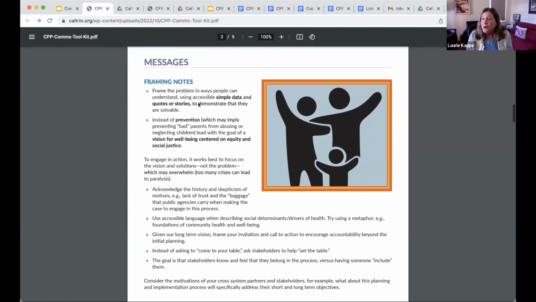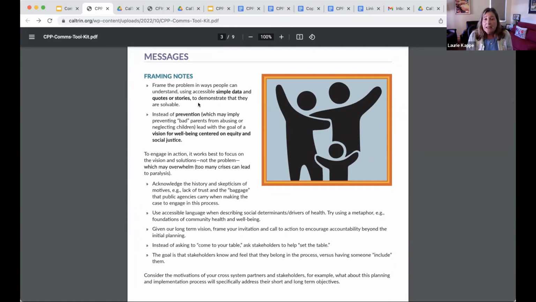So what messages do we need? So I want to just make a few notes on messaging. Basically, this is a little communications 101, but you need to reach both hearts and minds when you use your communications messaging. And to do that, you need to really concentrate on using simple data and quotes or stories.